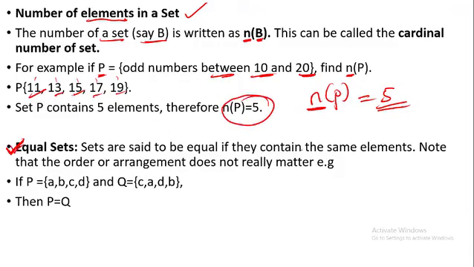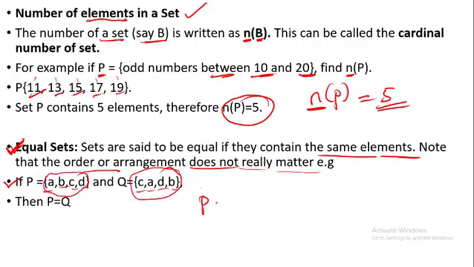Sets are said to be equal if they contain the same elements. And I want you to note here that the order or arrangement does not really matter. Now we have an example. If P is equal to {A, B, C, D} and Q is equal to {C, A, D, B}, they all have the same elements, but the arrangement is not the same. Looking at these two sets, we say that P is equal to Q, because you can as well rearrange Q to be of the form A, B, C, D. So the arrangement does not really matter.